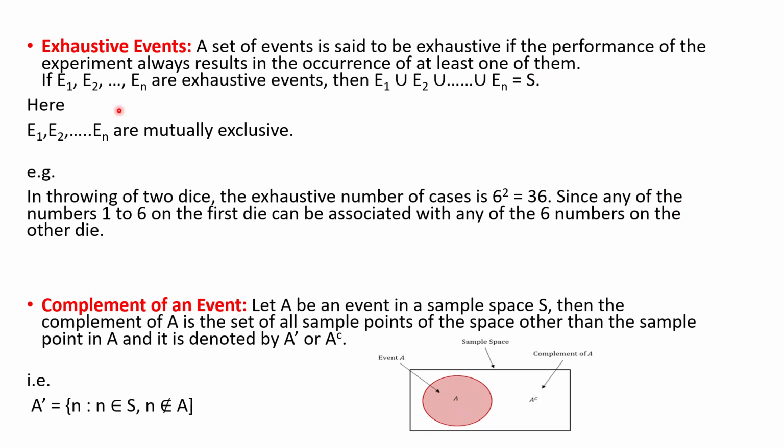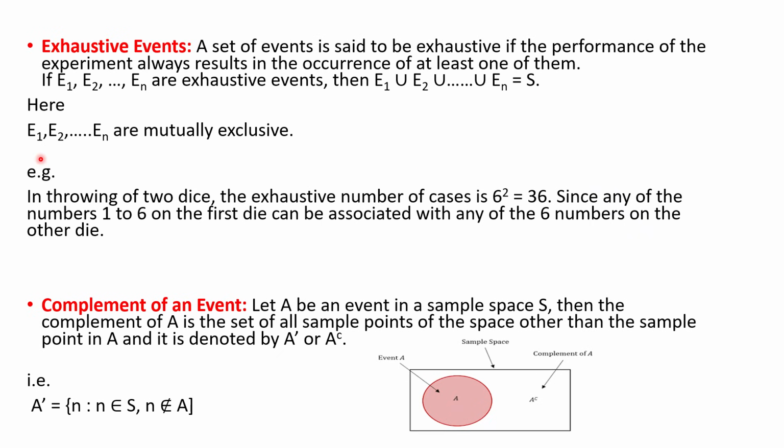Understood? A set of events is said to be exhaustive if the performance of the experiment always results in occurrence of at least one of them. Means exhaustive events are those events which, when you take their union, will give you the sample space. So at least one of them must be there in the S. Yes or no? Then only their union will give you S. Clear? This is the meaning of this line.